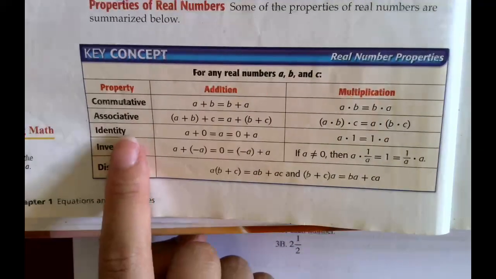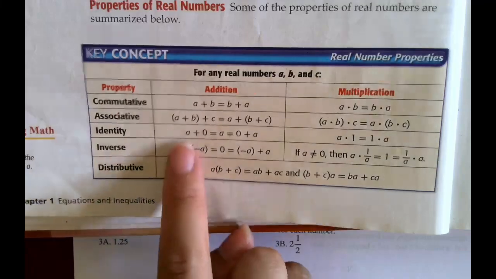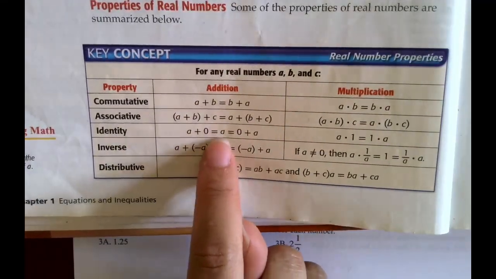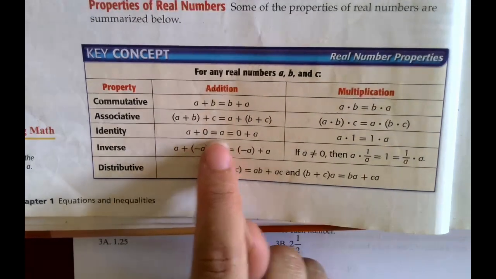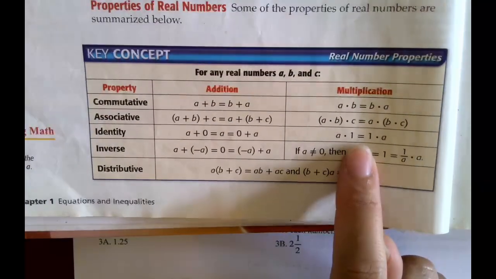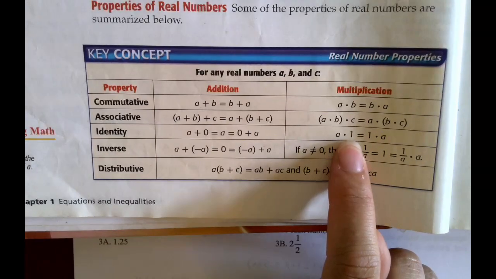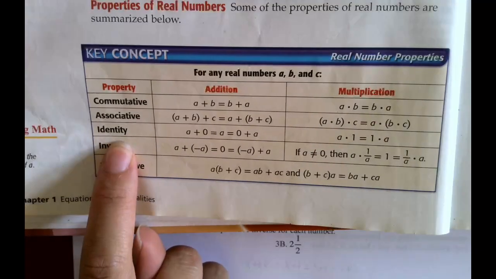Identity property is often something is itself. So A plus 0 for the addition, noting adding 0 doesn't change its identity. So A adding 0, it is still A. And so the multiplication version, A times 1, the times 1 doesn't change anything. A times 1 is still A. It doesn't change its identity.